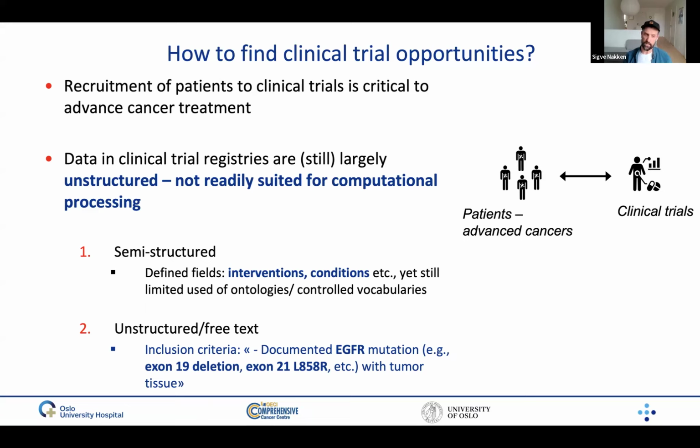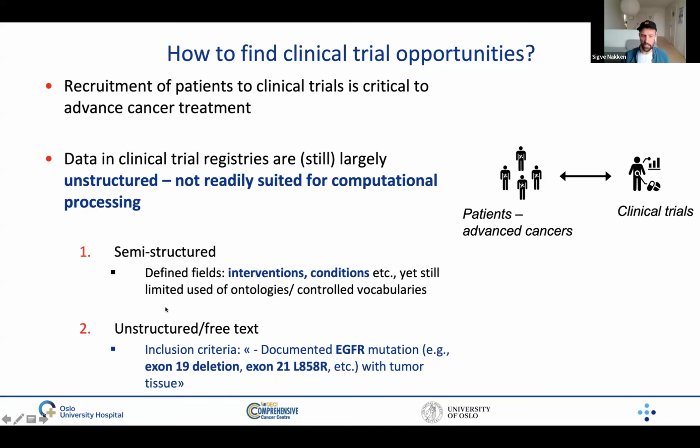In one sense, it's semi-structured, meaning that the trials are listed with defined fields, such as what are the drugs or interventions that we are going to test in this trial, and for what tumor type or conditions. But still, it's limited in its use of ontologies or controlled vocabularies, which is very useful when you do bioinformatics. And then you have text within these clinical trial descriptions that is completely unstructured, completely free text. Typically, this is where the molecular information is listed.